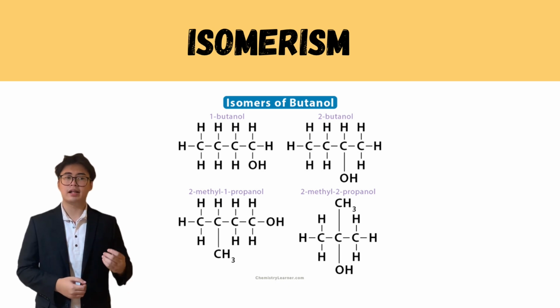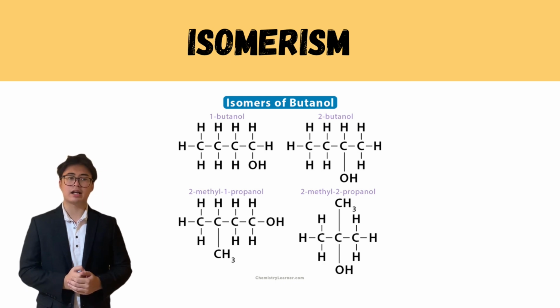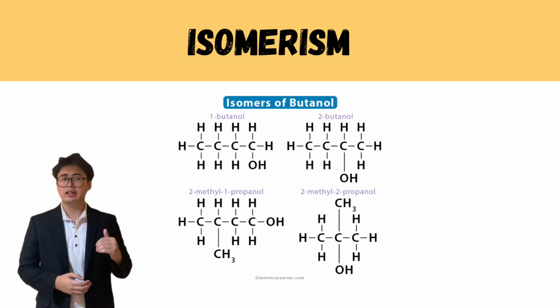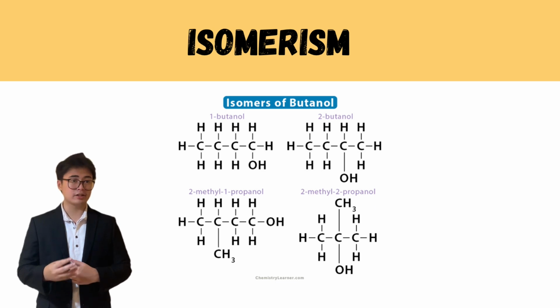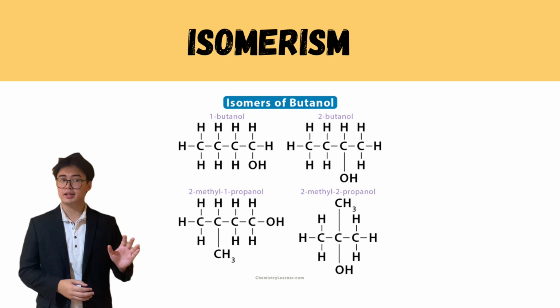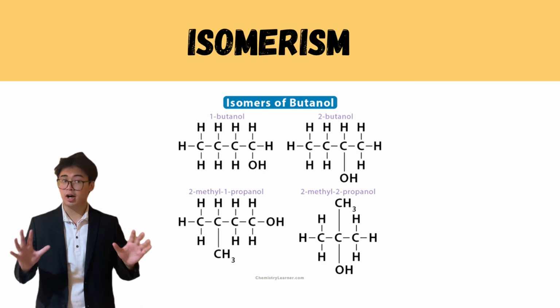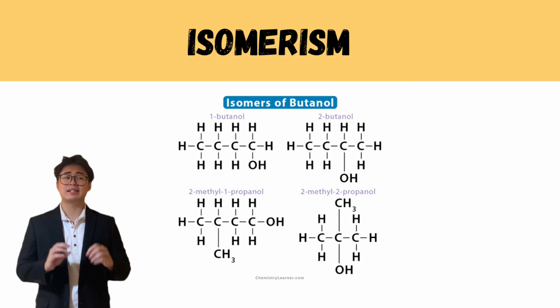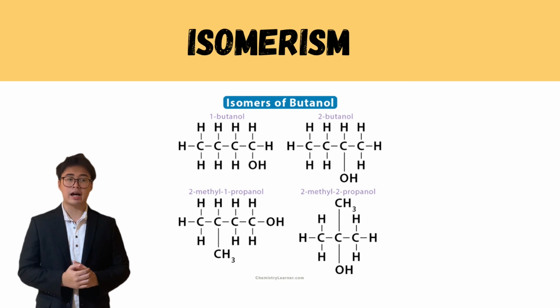Understanding isomerism is absolutely critical in chemistry because even tiny differences in how atoms are arranged can lead to drastically different physical and chemical properties of molecules. That's why one substance might be a medicine and the other might be toxic, even if they have the exact same number and type of atoms.